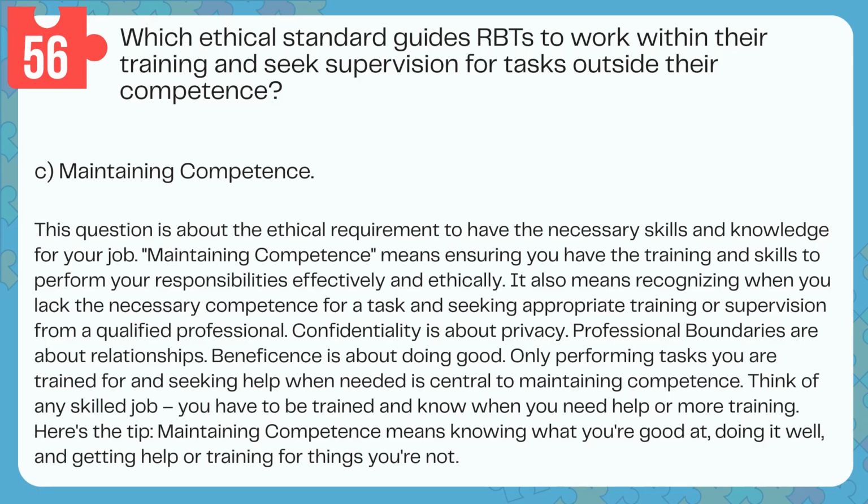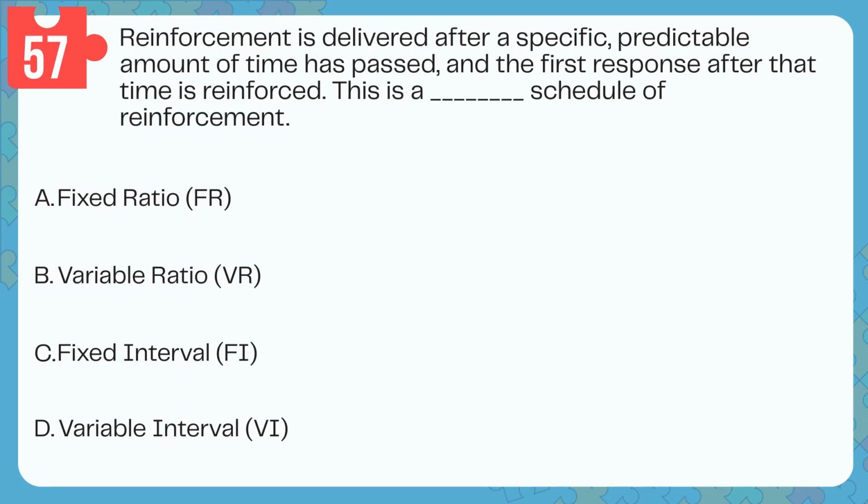Professional boundaries are about relationships. Beneficence is about doing good. Only performing tasks you are trained for and seeking help when needed is central to maintaining competence. Think of any skilled job. You have to be trained and know when you need help or more training. Here's the tip. Maintaining competence means knowing what you're good at, doing it well, and getting help or training for things you're not.